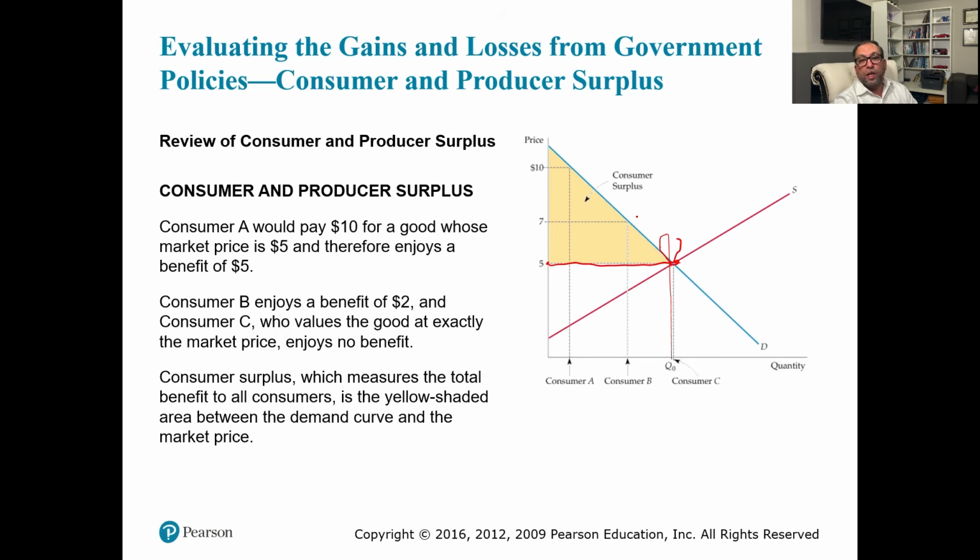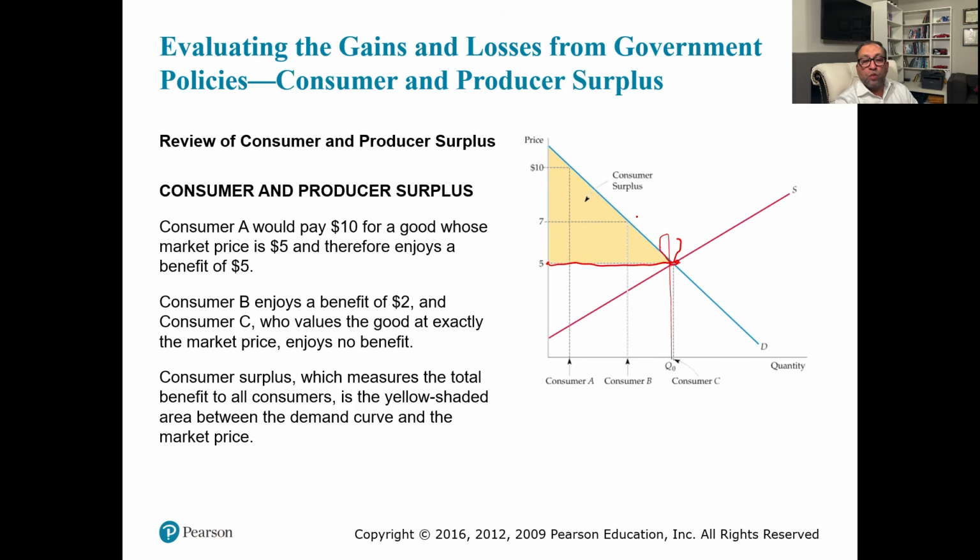So if this is the consumer surplus, how can we measure this area? We all know that a right angle triangle is a triangle in which one of the angles is 90 degrees, and the area of a right angle triangle is base times height times 1/2, or base times height divided by 2. So we can see here.